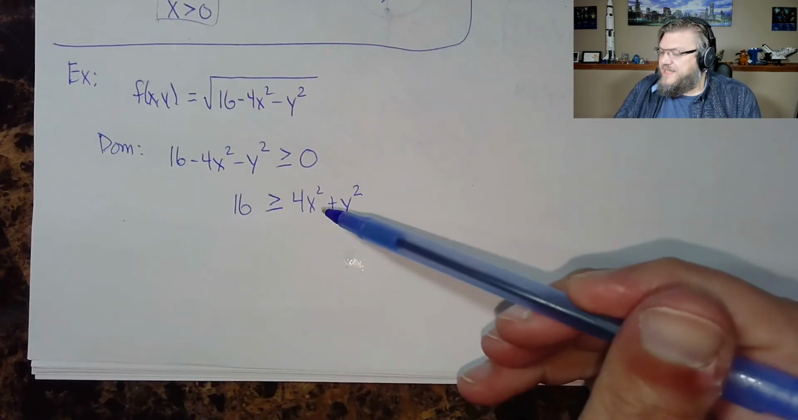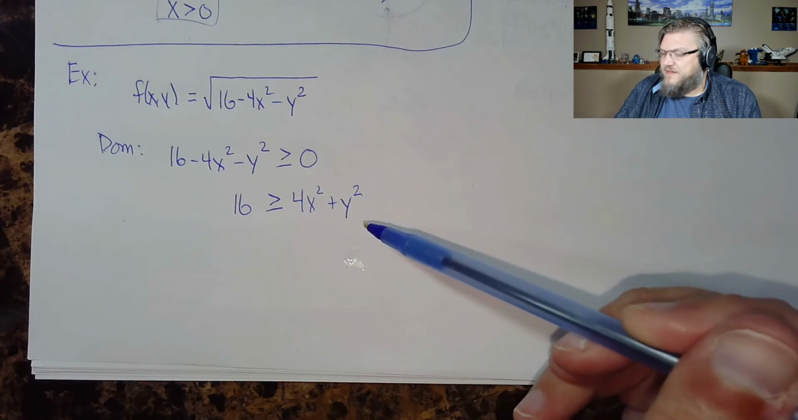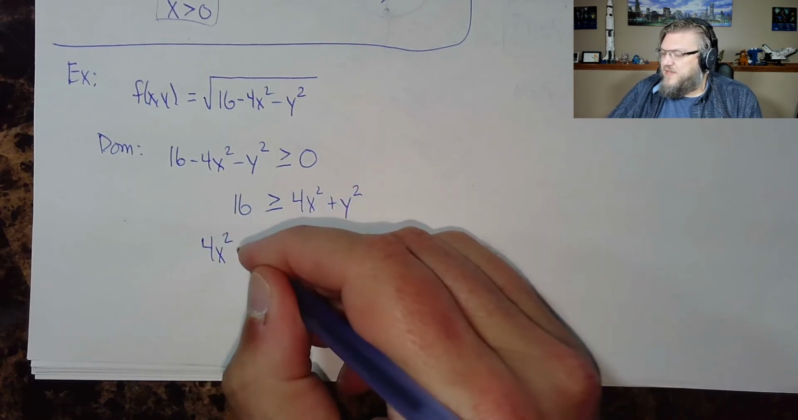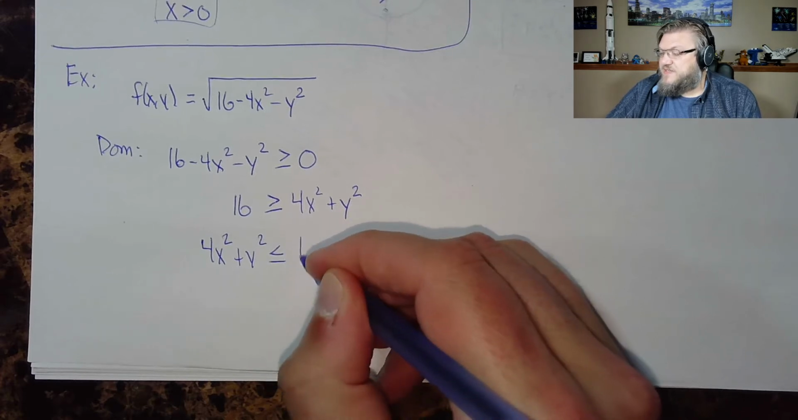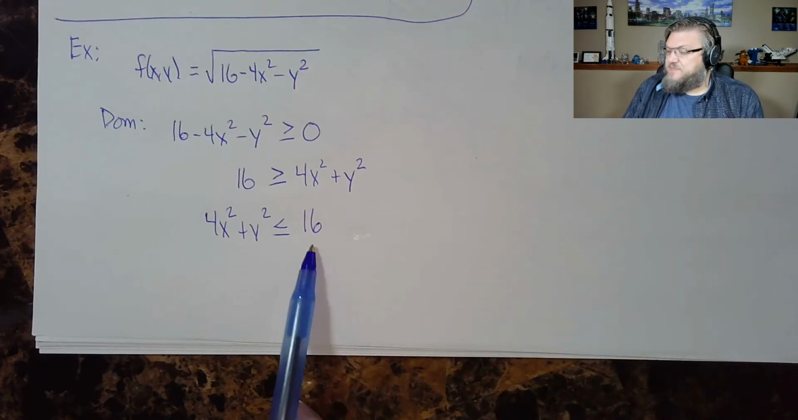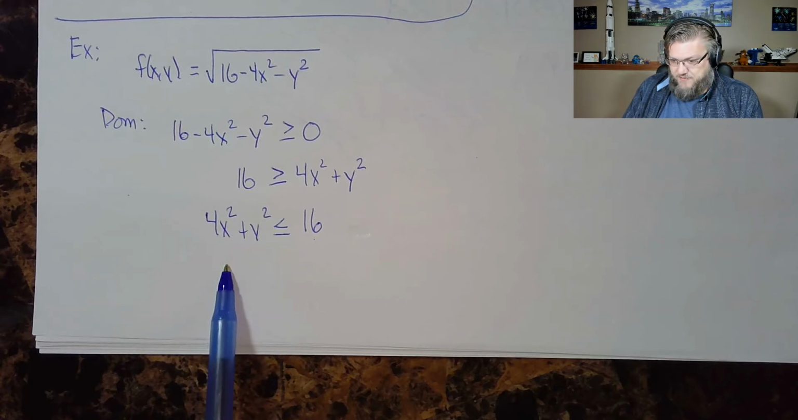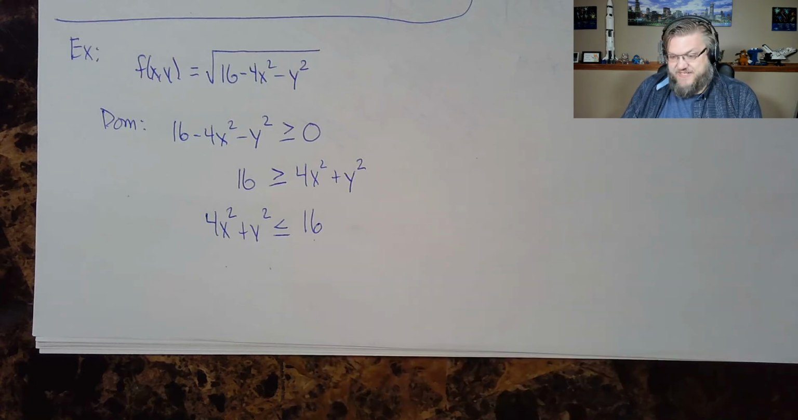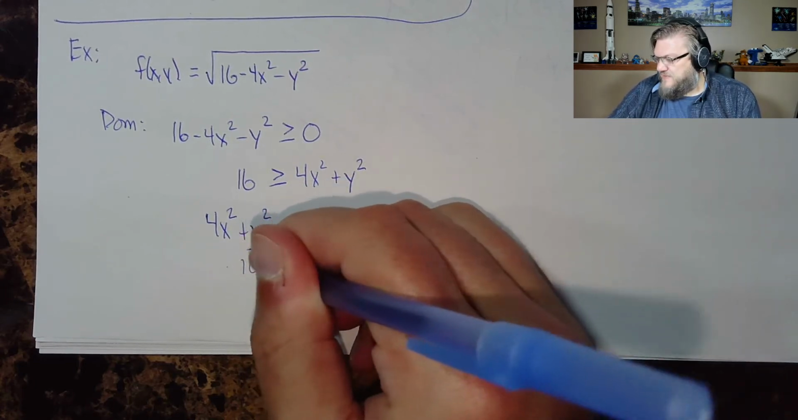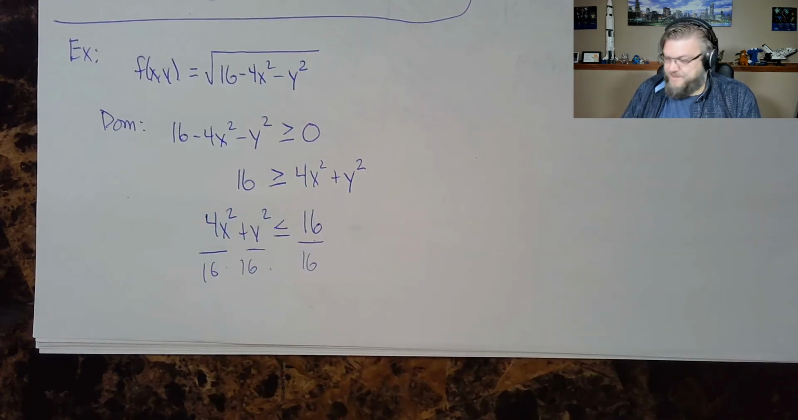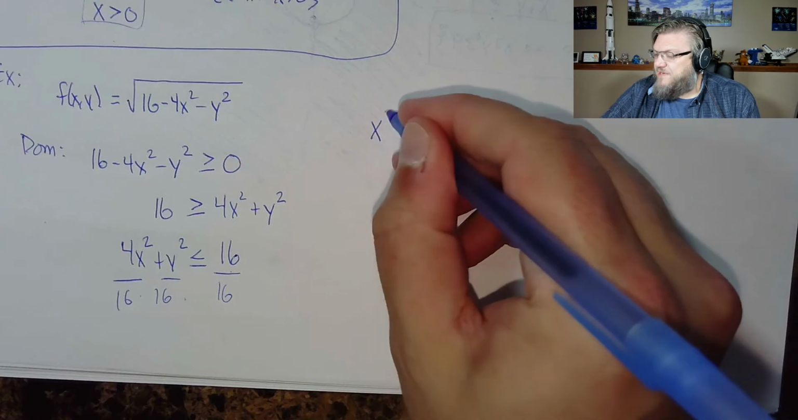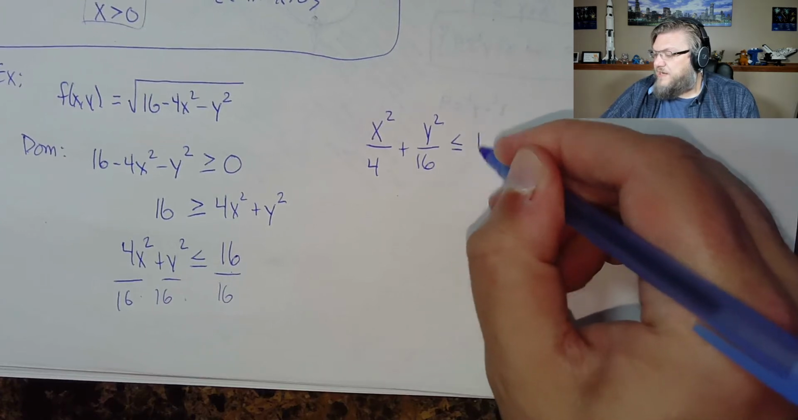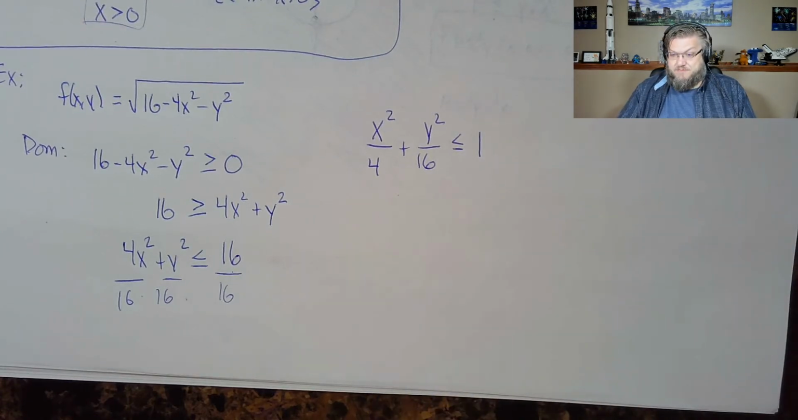What I can do here is this is starting to look a little bit like maybe an ellipse, right? Let's swap it around. So this is 4x squared plus y squared, now it's less than or equal to 16. And if this was an ellipse, I should be able to say that this is some x squared over a number plus y squared over a number equals 1. So if I want that to equal 1, let's divide everything by 16 to make that happen. And so I end up getting x squared over 4 plus y squared over 16 is less than or equal to 1. And indeed, this is an ellipse, right?